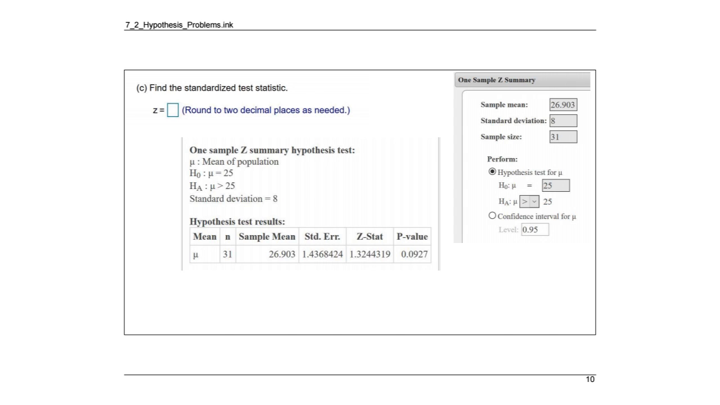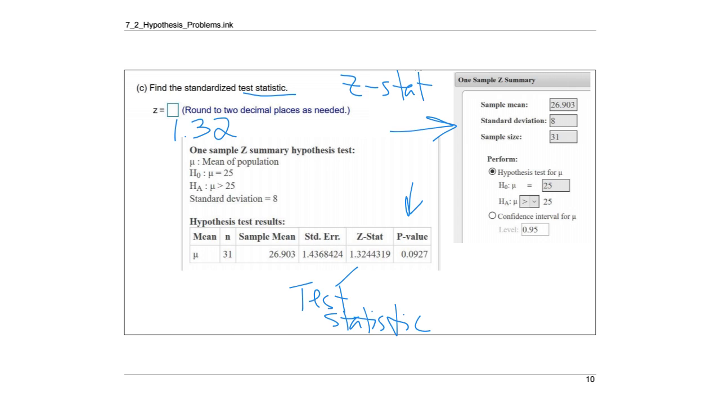The next thing they ask for is the test statistic. So that means I'm going to go to ZStat. I'm going to put in everything I know over here, and I'm going to get my test statistic in the second to last column, and then my p-value on the end. So my standardized test statistic is going to be 1.32. My p-value is 0.0927. All right, let's do our analysis.